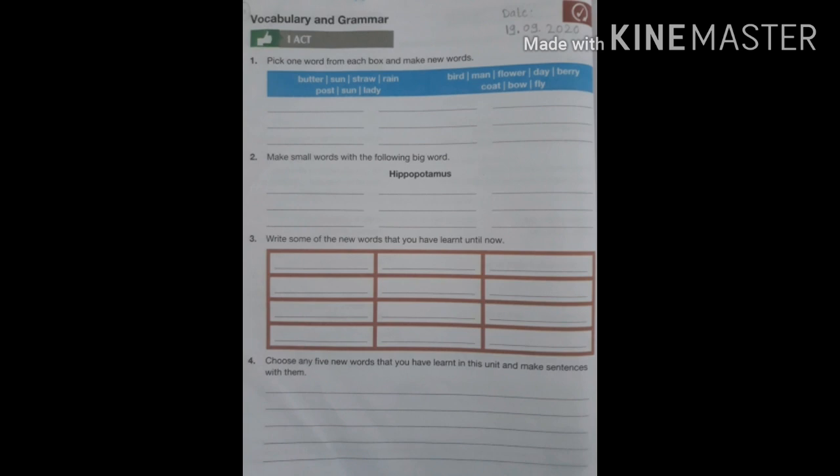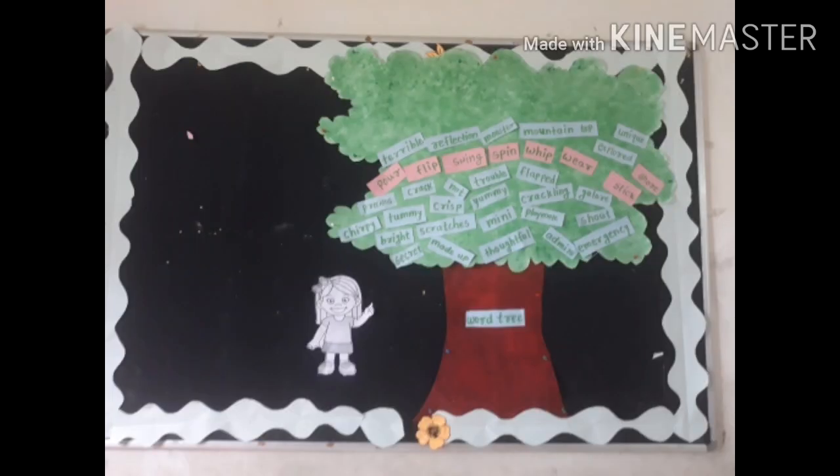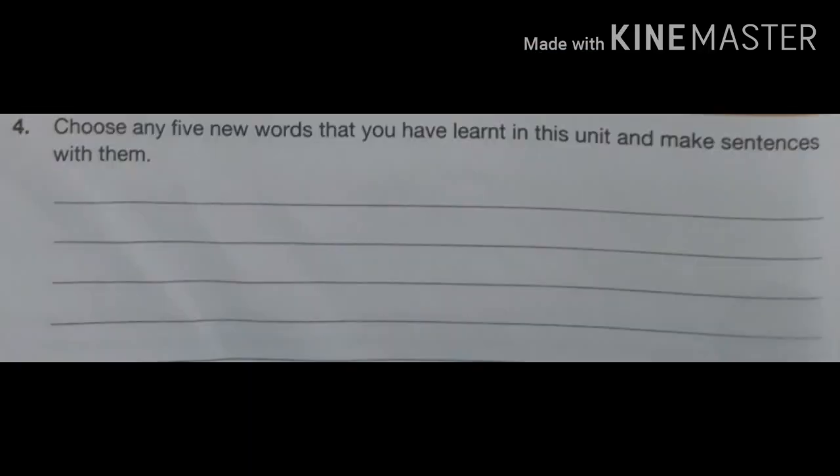Question number 4. Choose any 5 new words that you have learnt in this unit and make sentences with them. Children, once again here you can take help of the word tree to find out the new words which we learnt in this unit. Children, first write 5 new words which we learnt in this unit and make sentences by your own.